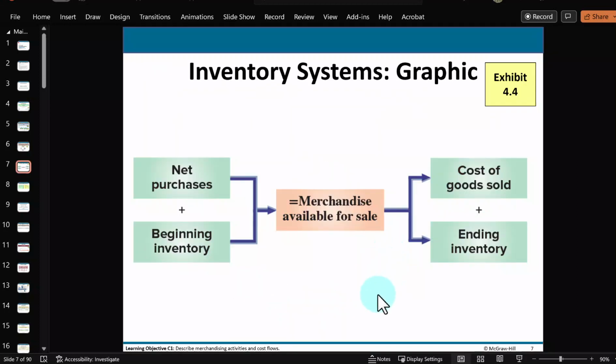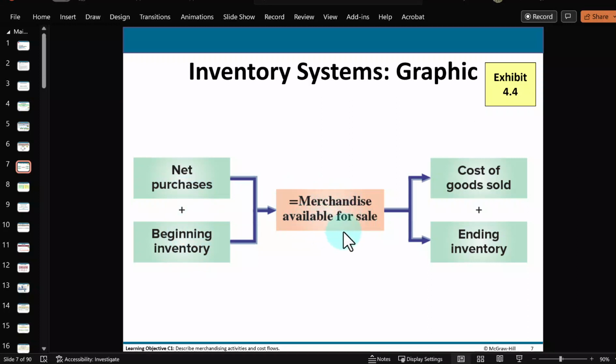Here's an illustration of how the merchandise is flowing, or how the cost is flowing. So here at the beginning of the period, maybe the beginning of the year or beginning of the month, is stuff that we didn't sell from the previous month, the previous year. So at the start of our current year, sitting in your store is the beginning inventory. And then during the month or year, here's how much we're buying from our suppliers. And together, adding it up, that's the maximum you can sell, here called merchandise available for sale.